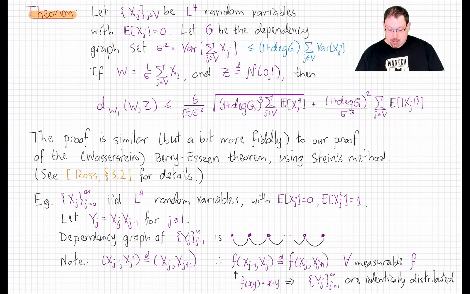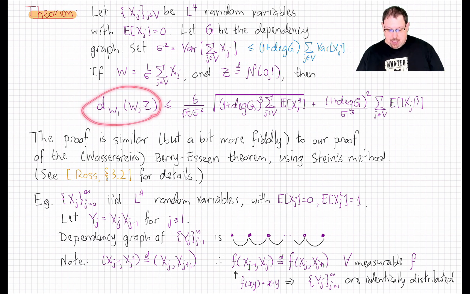If I have a collection of random variables indexed by a vertex set, V, and let's assume that they're L4 in order to make this proof work, we'll center them, and let G be their dependency graph, which is an edge set on this vertex set V, placing an edge anytime that two random variables, xi and xj, are not independent. Let sigma squared be the variance of the sum of those terms, which we just showed is bounded by this quantity here. And if we take the standardized sum of those random variables and compare it in Wasserstein distance to a standard normal, then we can use Stein's method to prove the following bound.